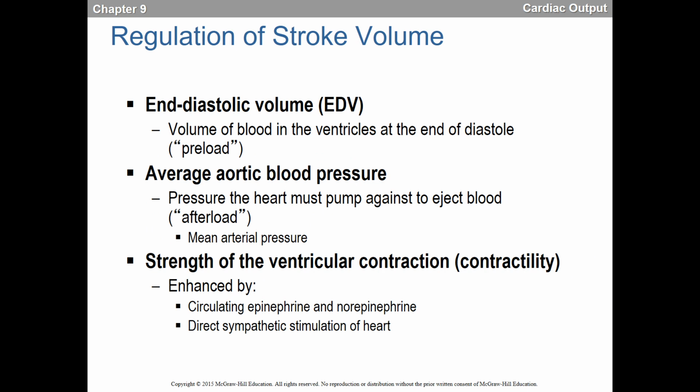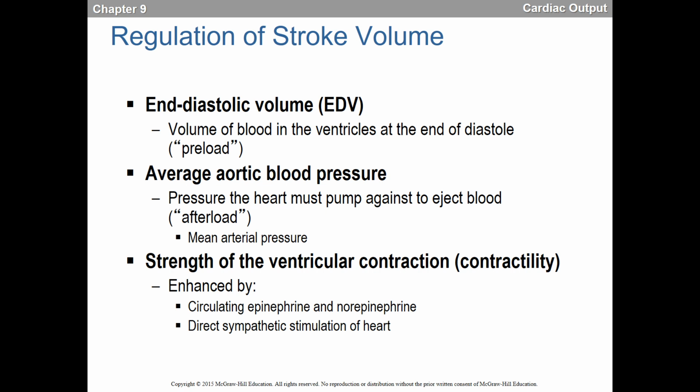Let's go ahead and move on to a couple of other terms that I want us to be aware of. So preload and afterload. Preload, another term for this is end diastolic volume. Here, I'm just going to take a step back for a moment. Why we're interested in this: we were just talking about what causes variation in heart rate. Now we're going to talk about what causes variation in the stroke volume. Keep in mind, this is all related to cardiac output.